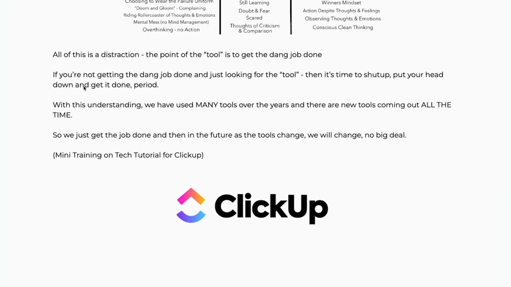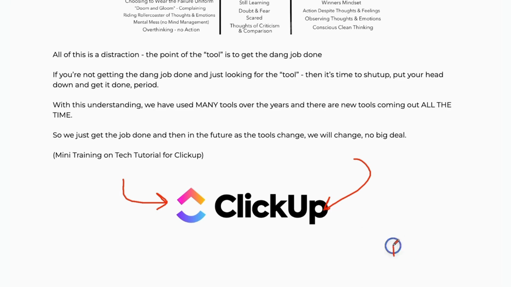So the mini training that I want to walk you guys through as a tech tutorial is on the latest tool that we've been using called ClickUp. The reason we have been using ClickUp, and the reason this tool has not just been a shiny object that we've chased, is because it has this really cool feature, in addition to being a task management system and a bunch of other stuff that we use a lot inside of our organization.